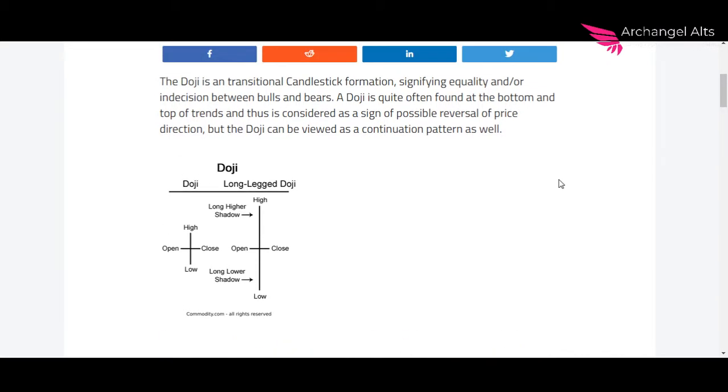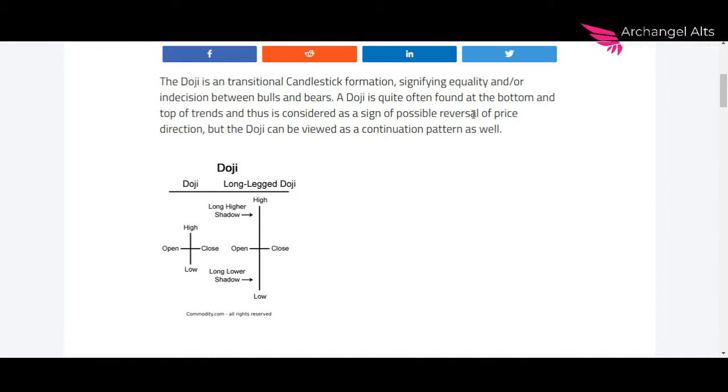And if we're learning this because we want to get good at trading, then you're going to learn what you need to know to be good at trading. The doji is a transitional candlestick formation signifying equality and or indecision between bulls and bears. That's why I wanted to load this one up, because now we're talking about it in terms of the bulls and the bears again. We saw a little bit of that in the Wikipedia.